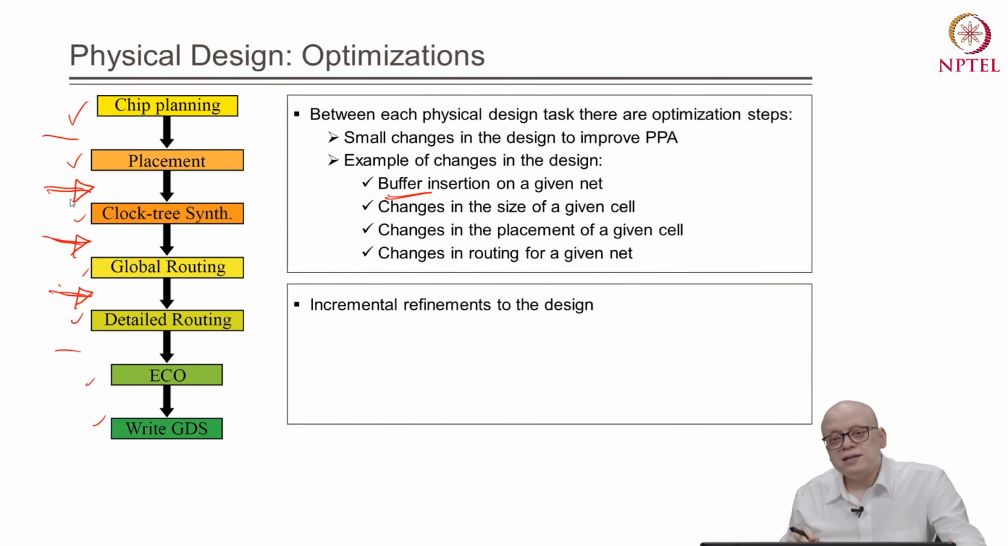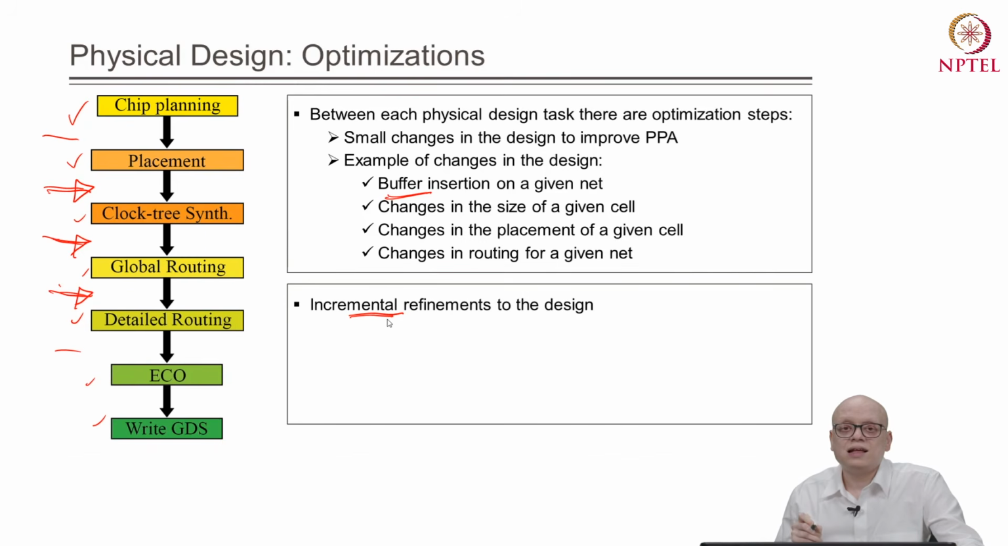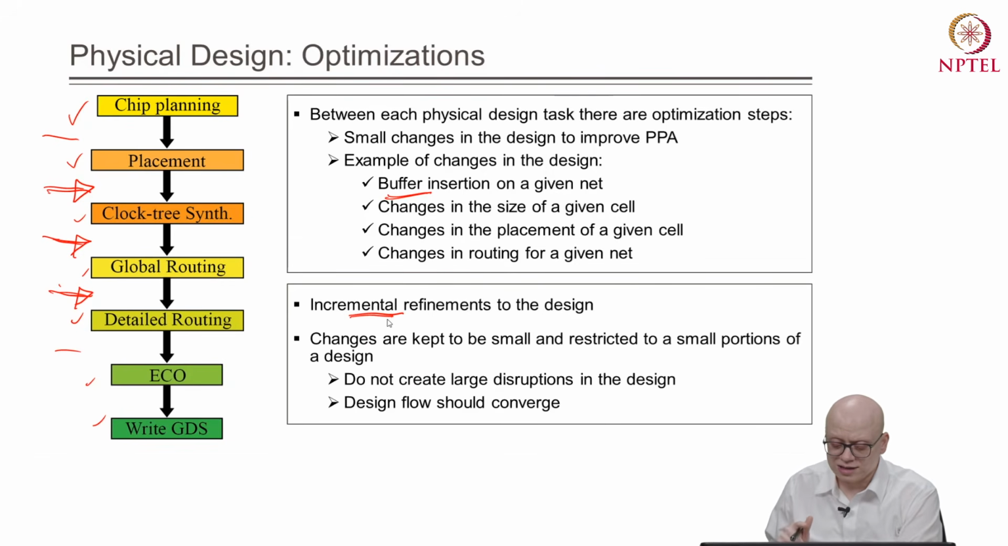So these optimization steps that are undertaken in the physical design flow are incremental refinements to the design. We try to make only incremental changes. We don't want to make very large changes in these optimization steps. Why? Because if we do very large changes, then it can create large disruptions in the design.